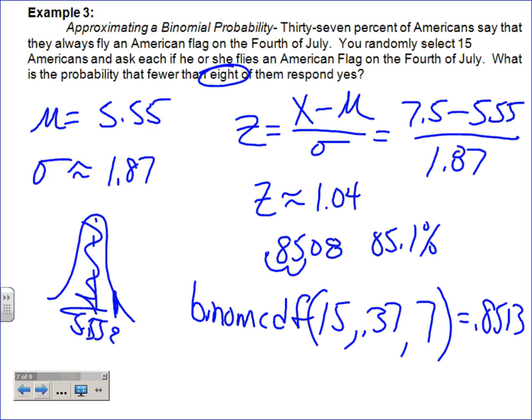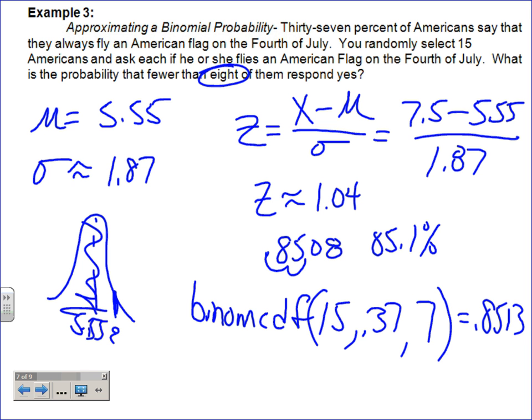Was it a good approximation or not? If you don't use 7.5, is that going to be anywhere near 0.8513, the actual answer? Not even close. If you use 8 or you use 8.5, it's not even going to be close, because that's going to throw your Z-score way off. It's going to be way too big, way too small, won't be good enough. And so that's what we're doing here.